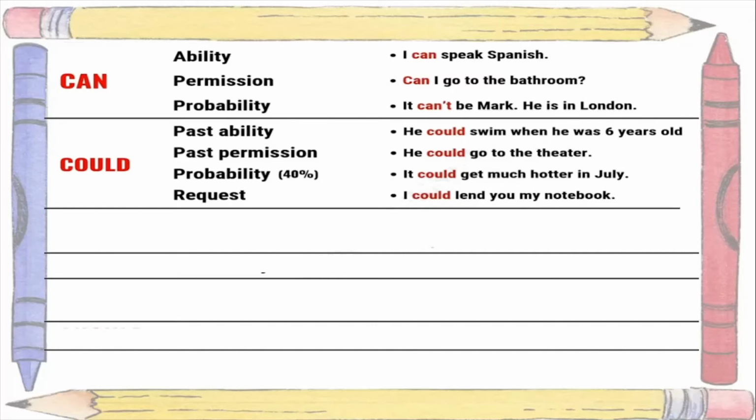Okay, so these are how the word could can be used. Now this is only for your reference, children. There is no need for you to remember all this, 40% and 20% and 35%, to the T.